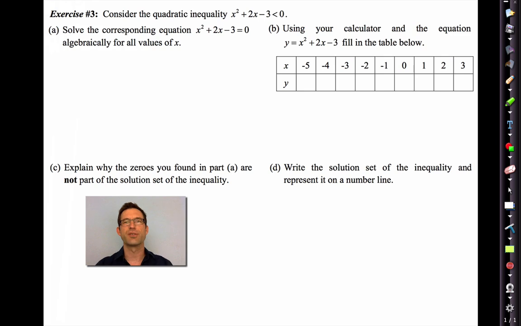Let's jump in and try to solve an inequality. Exercise 3 says, consider the quadratic inequality x squared plus 2x minus 3 is less than 0. Letter A says, solve the corresponding equation. Notice these two are very, very similar, except instead of a less than, we have an equality. Algebraically, for all values of x. So why don't you pause the video and really quickly solve that equation.